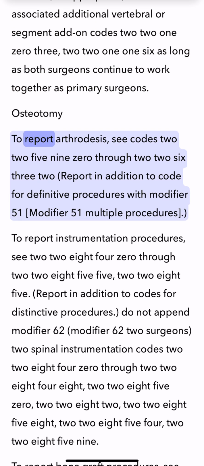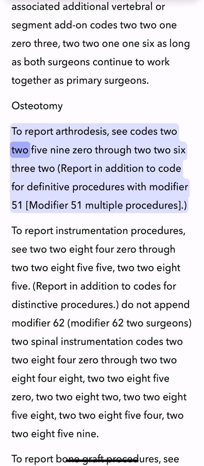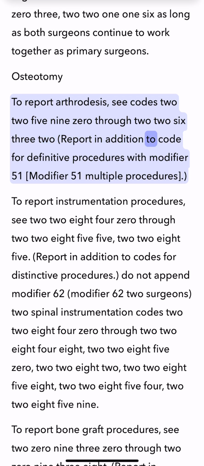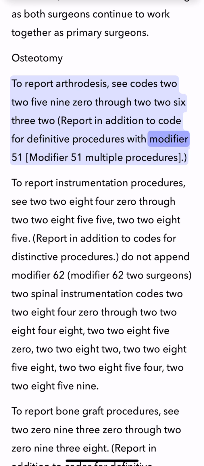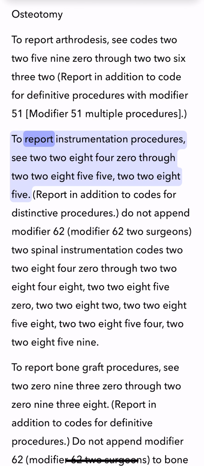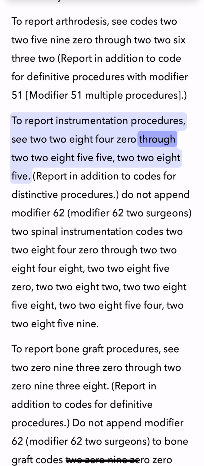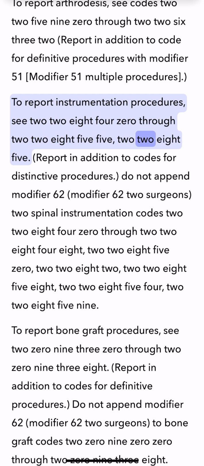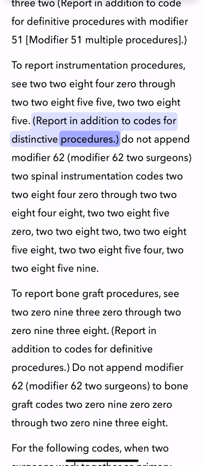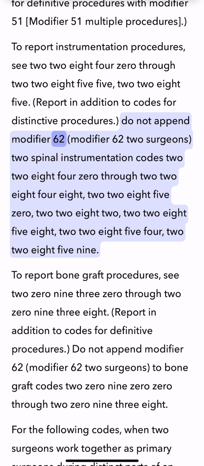Osteotomy. To report arthrodesis, see codes 22590 through 22632. Report in addition to code for definitive procedures with modifier 51 multiple procedures. To report instrumentation procedures, see 22840 through 22855. 22585. Report in addition to codes for definitive procedures. Do not append modifier 62.